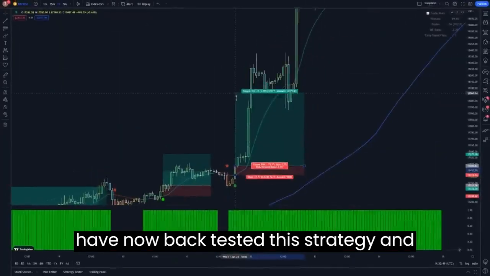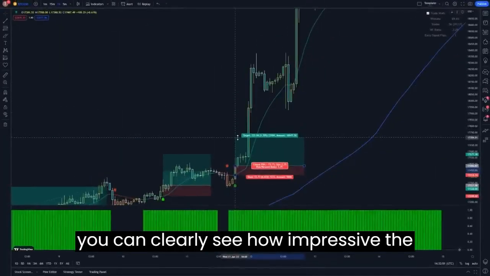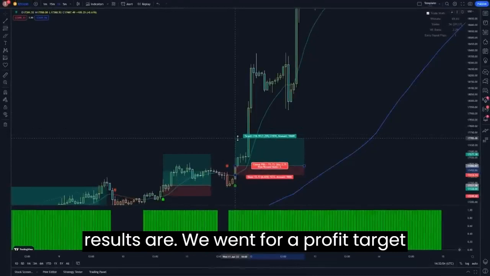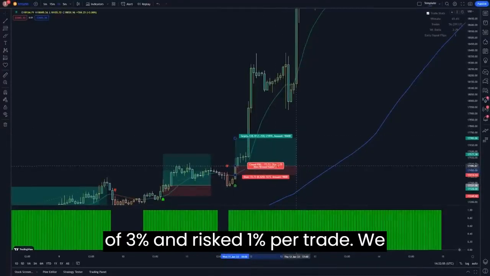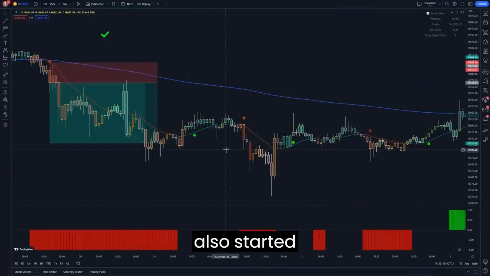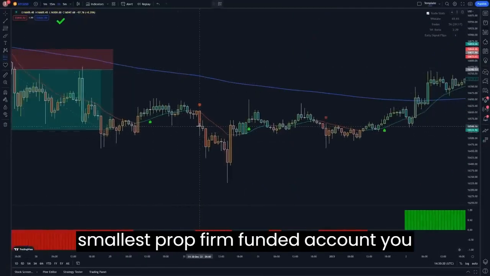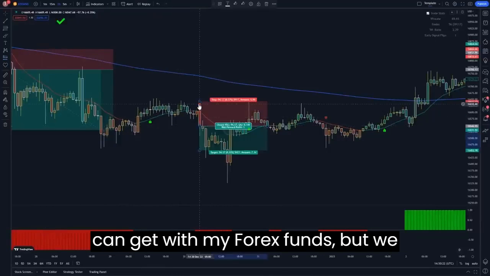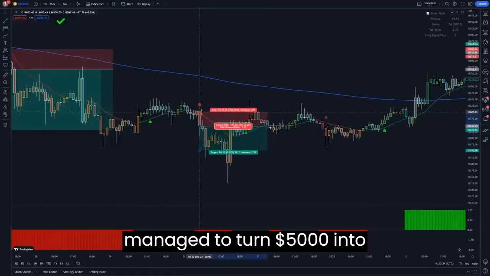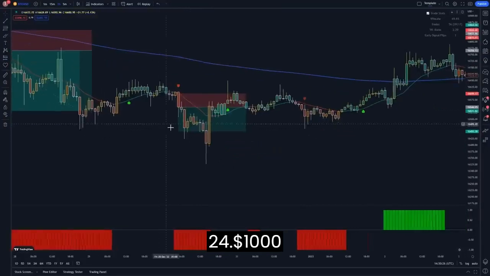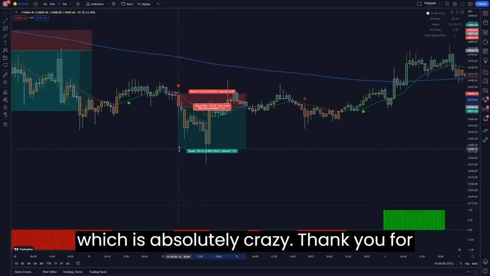Okay, so I have now back tested this strategy, and you can clearly see how impressive the results are. We went for a profit target of 3% and risked 1% per trade. We also started with a balance of $5,000, as that is the smallest prop firm funded account you can get with my Forex funds, but we managed to turn $5,000 into $24,000, which is absolutely crazy.